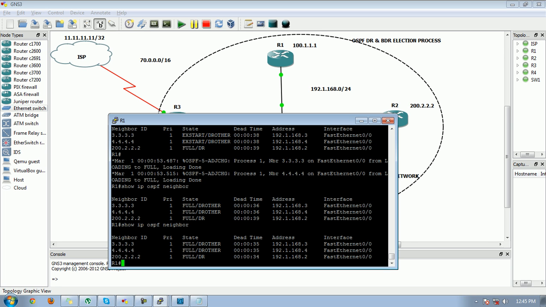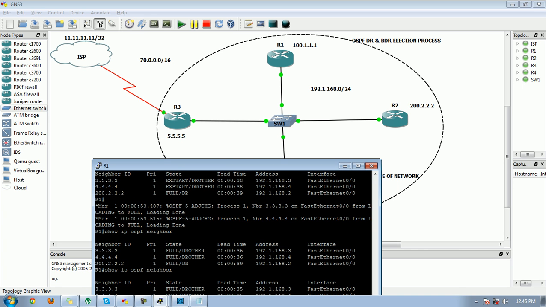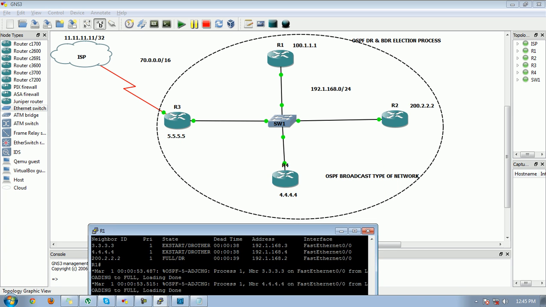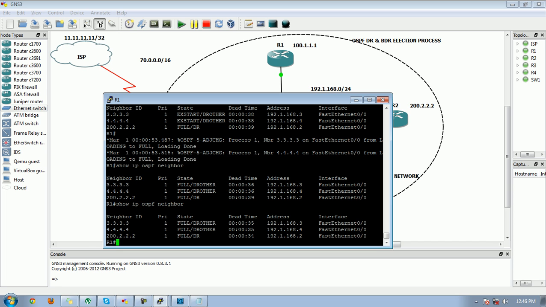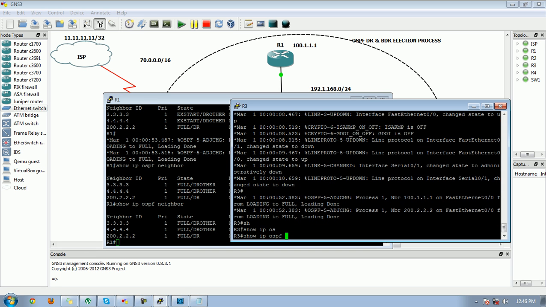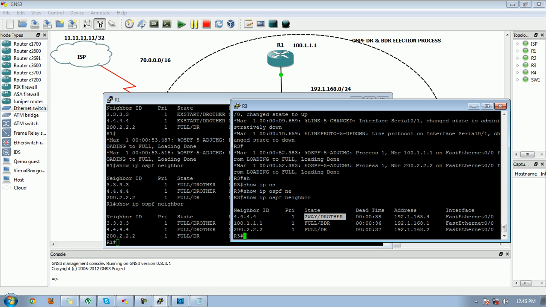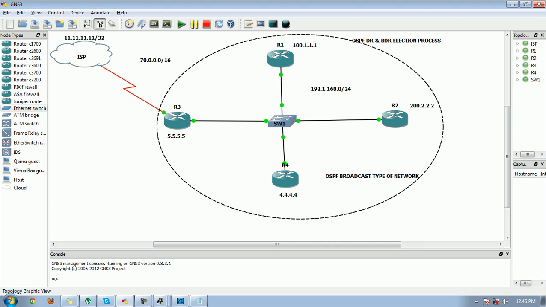R1, 100.1 and 200 will be DR and BDR. Sorry, there will be DROther. With whom? Because I am BDR, DR and BDR will be in full state with DROthers. If you check it on R3 or R4, show IP OSPF neighbor, they are DR and BDR, so I will maintain full state with DR and BDR. Only two DROthers will have two-way state. Clear? Got it? Okay.